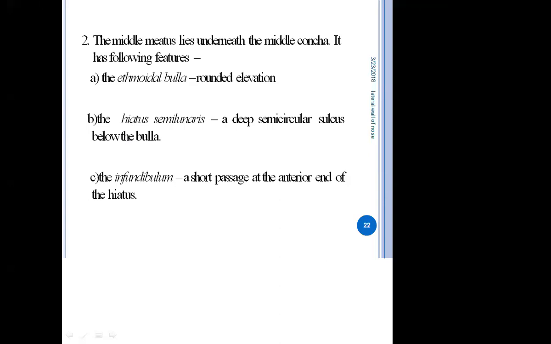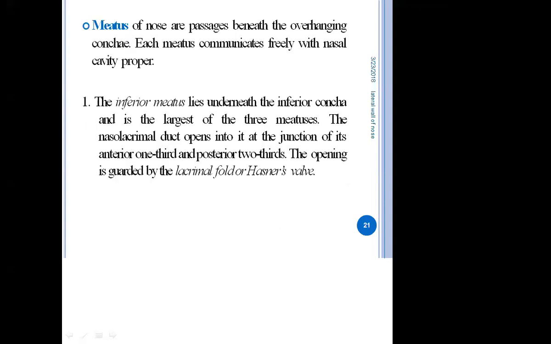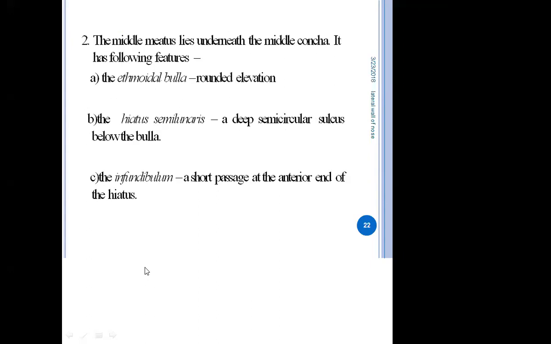Ma'am, can you repeat the last point? The last point of the inferior meatus. In the inferior meatus we have only one opening, that is the nasolacrimal duct opening.